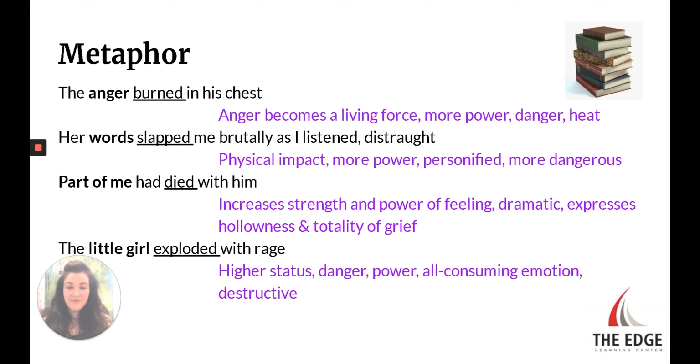In the fourth example, the little girl exploded with rage. We have a subject which is usually considered to be low status, the little girl, changed into a powerful creature exploding with rage. The image of her exploding is, of course, metaphorical, not literal. And the associations that we have with the image of an explosion is high status, high power, strength, and also just a dramatic impact upon the environment. So this might be emphasizing how serious her emotion is or how overwhelming it is for her. And it's demonstrating the drama and importance of her experience.